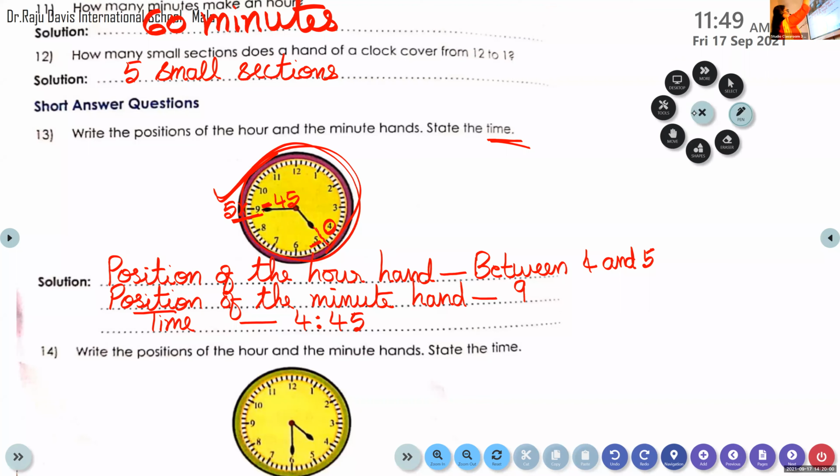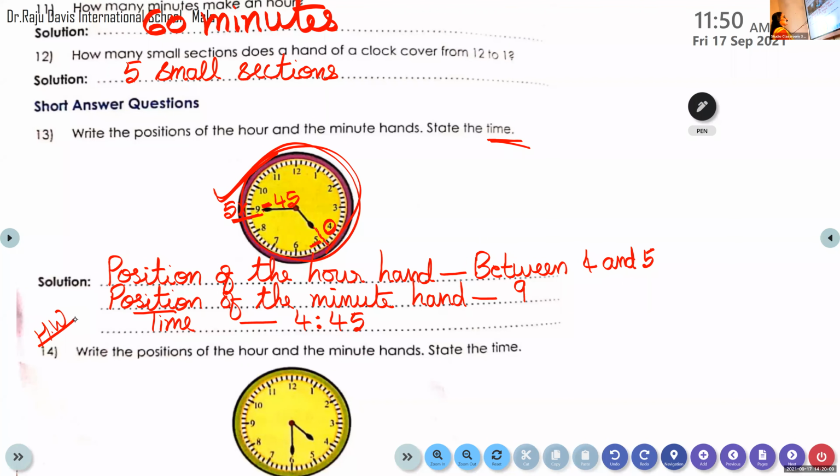Okay, in the 14th one, you have to do the same thing. So I'm giving it as homework for you, dears. First, you have to write the position of the hour hand, then the position of the minute hand, then you have to write the time at last. 3 lines are given. Gap is there for writing the answer. Okay.